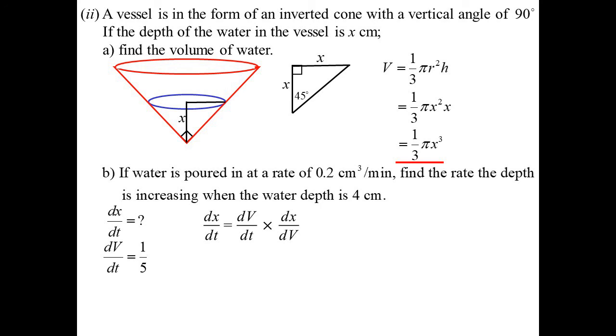We have a formula. Volume is 1/3 pi x cubed. So dV/dx then is pi x squared. Sub it in and we have our formula. But dx/dt, how is it changing? How's the height? Well, it's inversely proportional. That kind of makes sense.